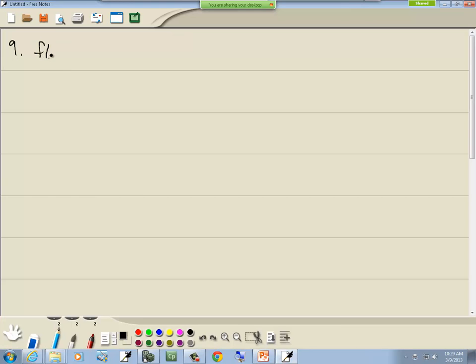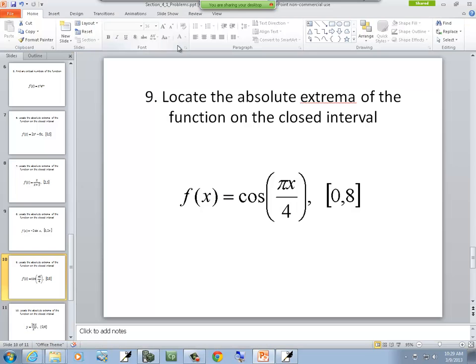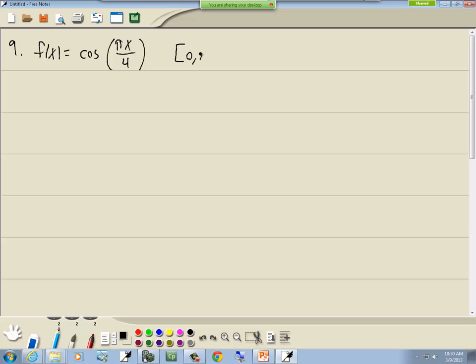Okay, so we've got f of x is equal to cosine of pi x over 4, on the interval from 0 to 8. First step, find the derivative. The derivative of cosine is negative sine, so this becomes negative sine of pi x over 4.